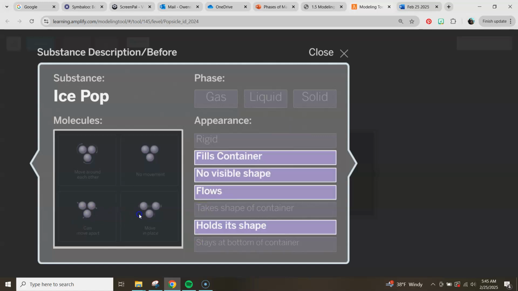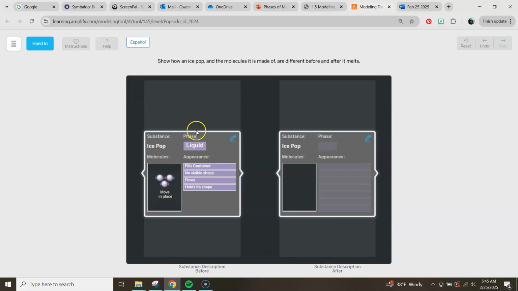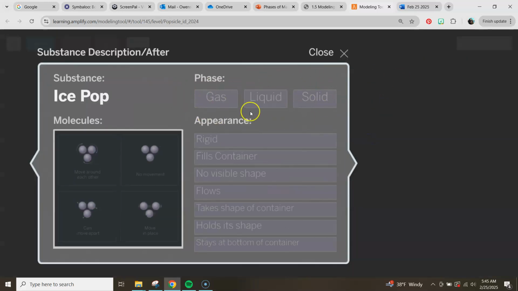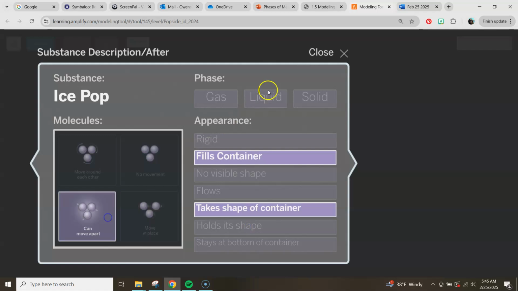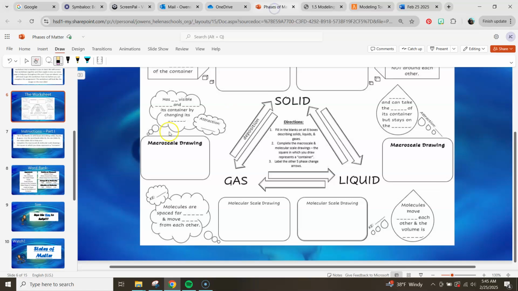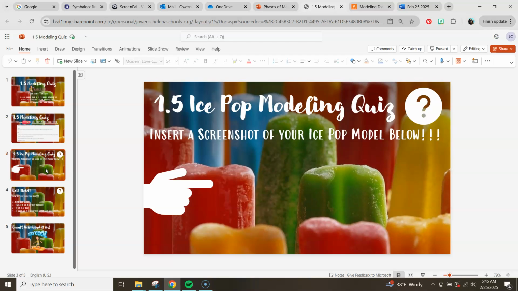Once you guys do, I'm just going to select some random stuff. Okay, this isn't right, so don't copy these. I just selected random things. So it should look like this when you're done. Okay, then after it melts, you're going to do the same thing. Select the phase that it is after the popsicle melts. So gas, liquid, or solid. Select all the appearances that apply to that phase, and then how are the molecules moving. Once you guys choose stuff here, you guys would screenshot this and put it into your ice pop modeling on slide 3. Okay, and then you guys will turn that in.